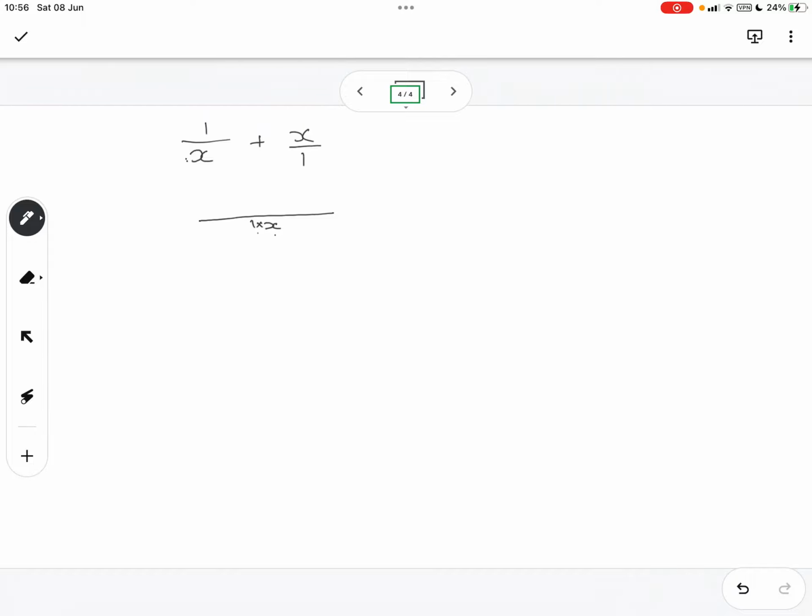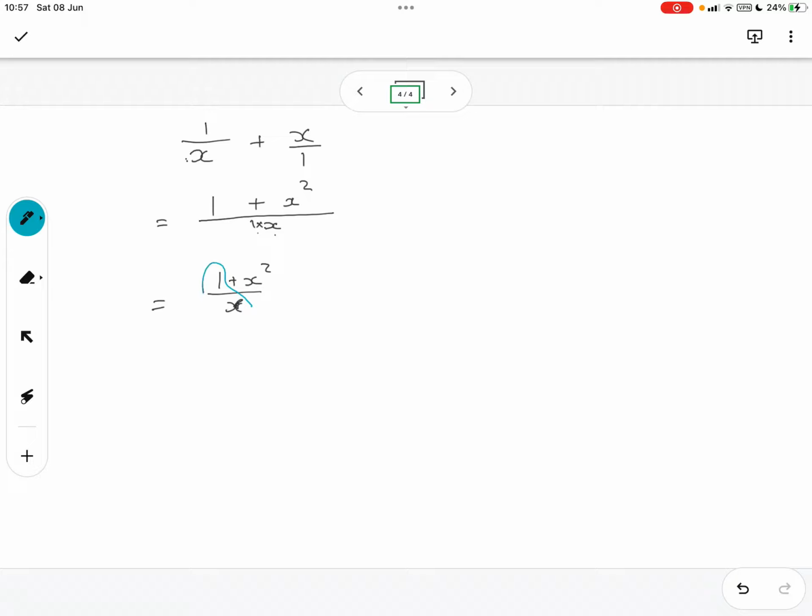You look for the lowest common denominator. What's the lowest common denominator? It's 1 times x. How many times does x go into 1 times x? It goes 1 times. 1 times 1 is 1. And how many times does 1 go into 1x? It goes x times, and x times x is x squared. And the answer is therefore 1 plus x squared over x.